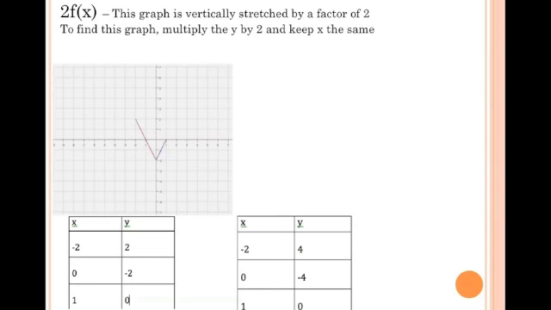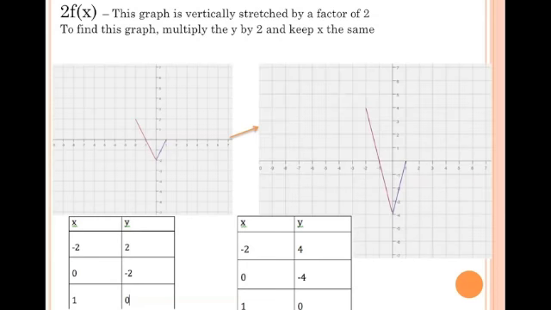When f of x is multiplied by 2, the graph is vertically stretched by a factor of 2. The new graph would be found by multiplying y by 2 and leaving x the same. The new graph would look like this.